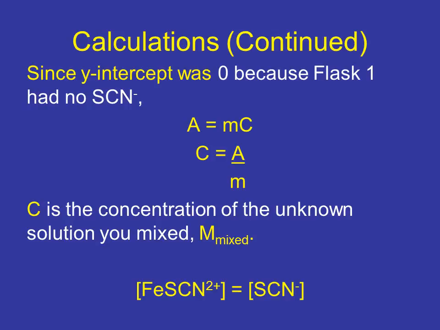Since the y-intercept was 0 because flask 1 had no thiocyanate and its solution was used as the blank and its absorbance was 0, that relationship can then be simplified as absorbance equals slope times concentration of thiocyanate iron. Isolating the concentration would then be equal to absorbance divided by the slope. C is the concentration of the unknown solution you mixed. Since the concentration of thiocyanate iron is equal to the concentration of thiocyanate.